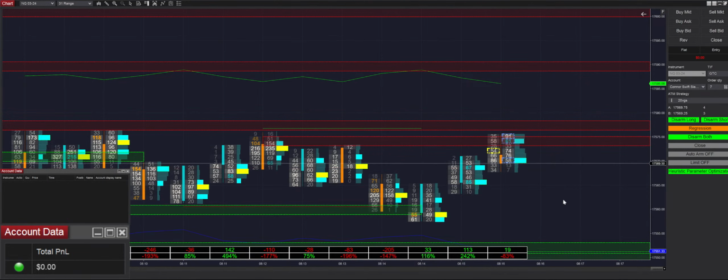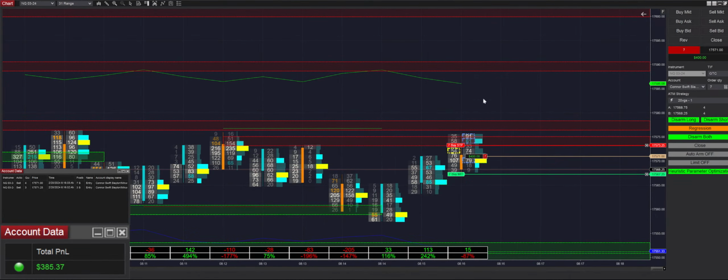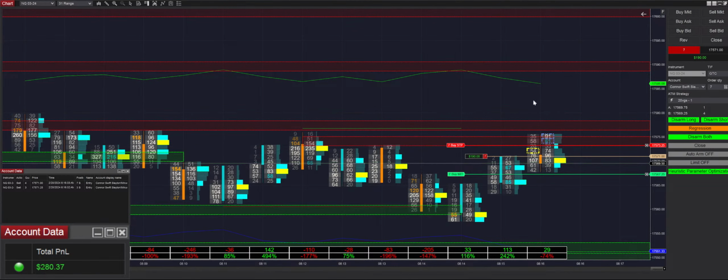Also, to answer your question, guys, the R8A version does work on ES. It is parameter adaptive. It'll actually work on any instrument that you can trade regular polarity with, which is pretty much everything.